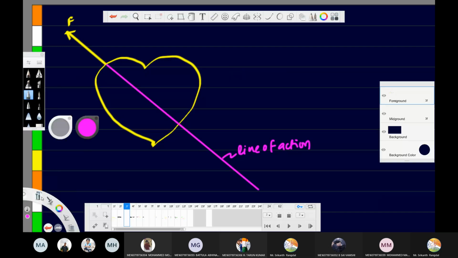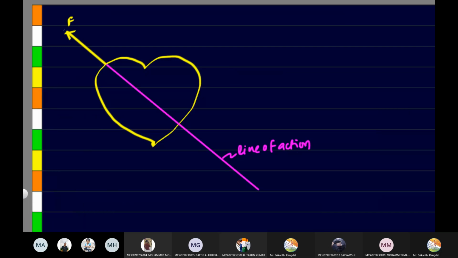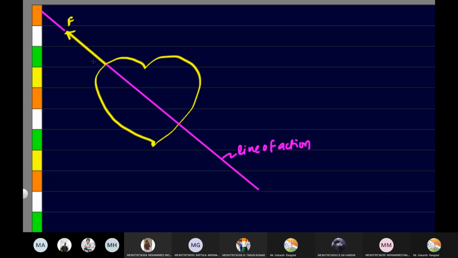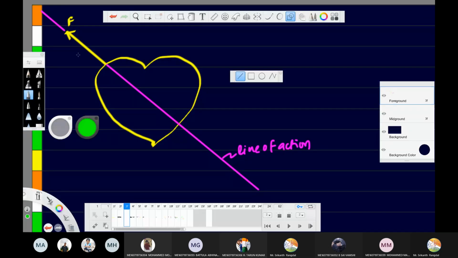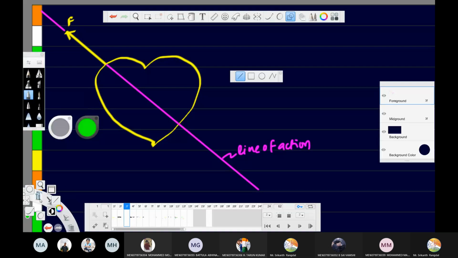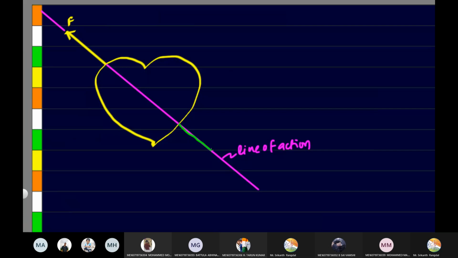Fine. And this line of action will go both ways. So it will continue on this side also. So this is the line of action for this particular force. Are you getting it? So what transmissibility tells us is that this force can be replaced by another force along the line of action.